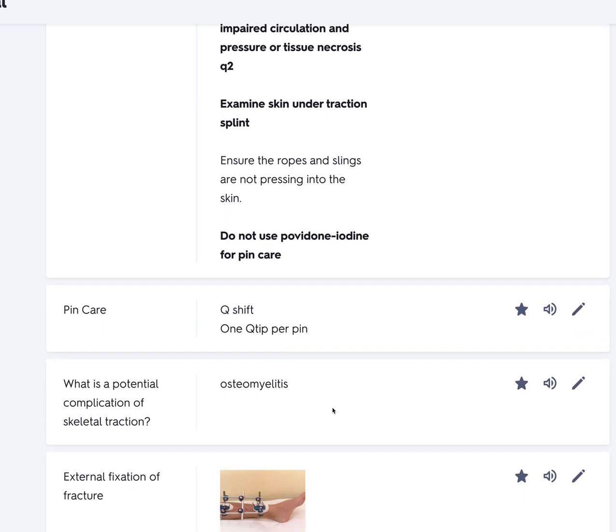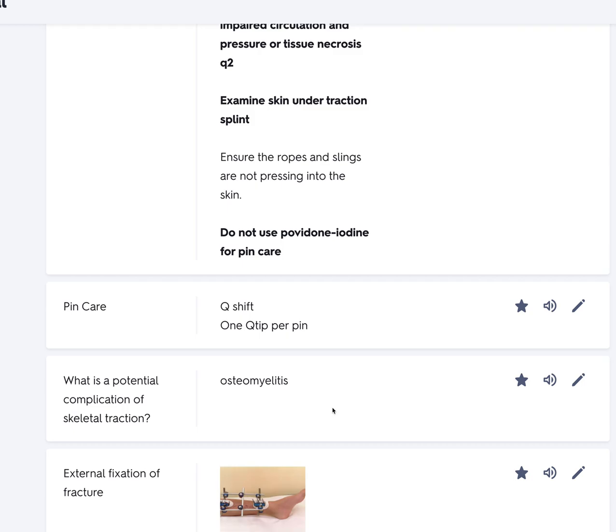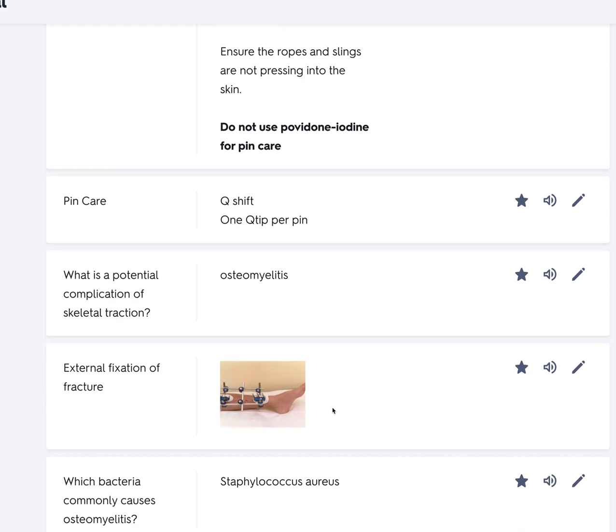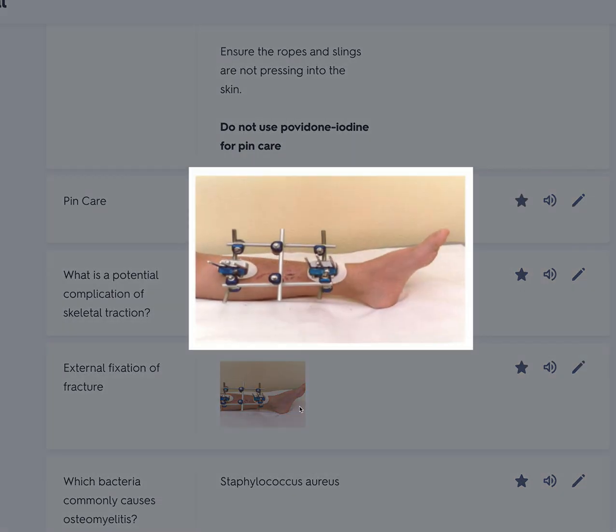So the potential complication of skeletal traction is osteomyelitis. Okay, and you would also worry about osteomyelitis with an external fixator. So it's all the same interventions. You're going to do neurovascular checks Q1 hour times 24 hours, and then Q4 hours. But you would check these pins. You can't really see the pins. I know you can see the fixator. You would never use this fixator to pick up the limb. Don't use it to your advantage that way. You want to just let it be and clean the pins, and you can elevate as well.